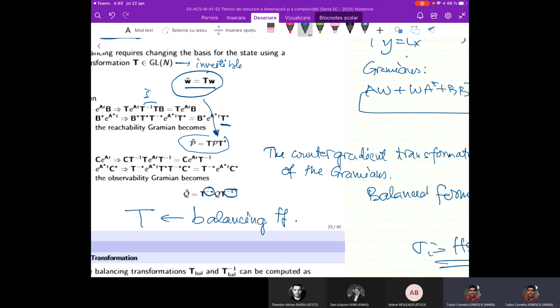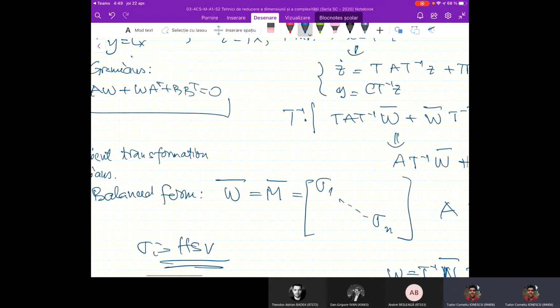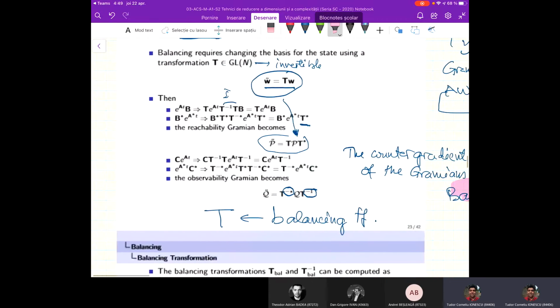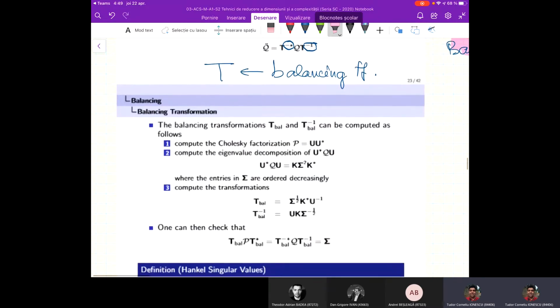So how do you build a coordinate transformation achieving this? How do you build that coordinate transformation that achieves this property? This is called a balancing transformation, and we need to compute it.